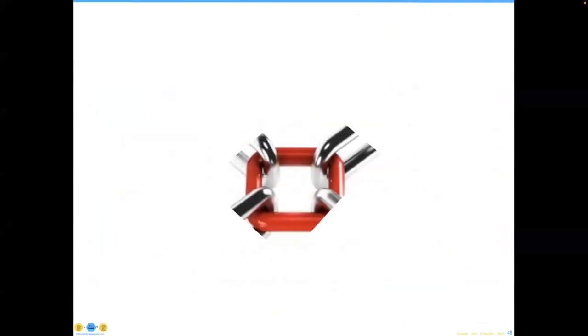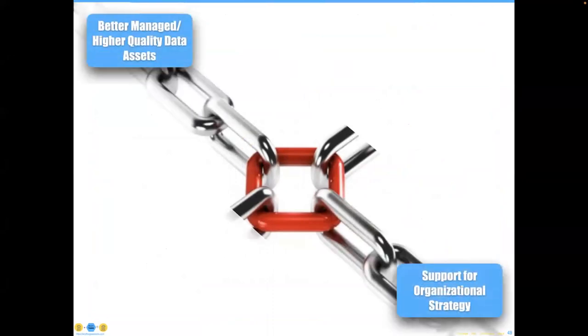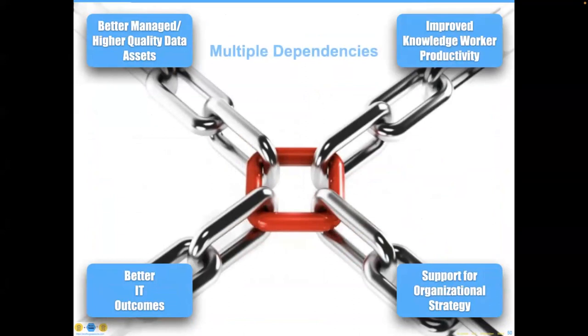There are basically four functions that were previously done part-time off the side of somebody's desk that can be incorporated in a data function, and that involves these four quadrants here, which are really support for organizational strategy, better IT outcomes, which helps from a planning perspective. The operational part is being handled fine, but the planning parts are the parts that have been challenged. Then better managed, high quality data assets. And finally, a focus on the ability to improve the productivity of our knowledge workers.